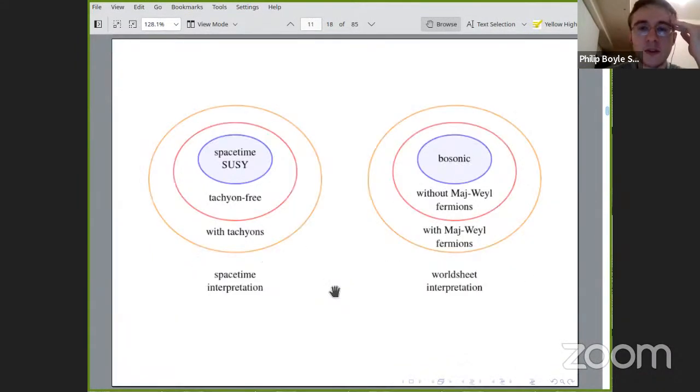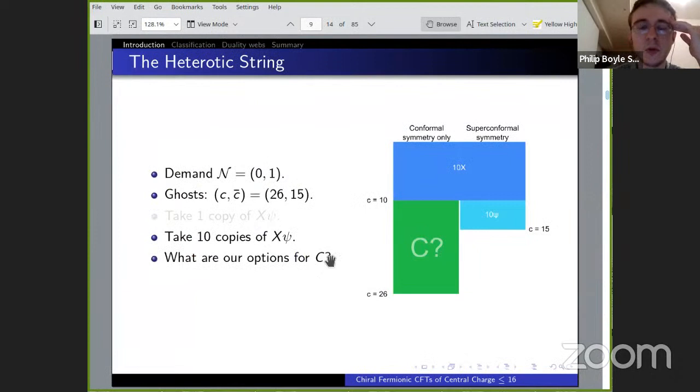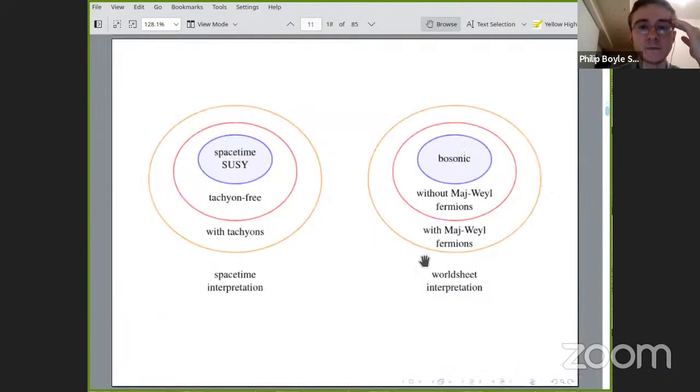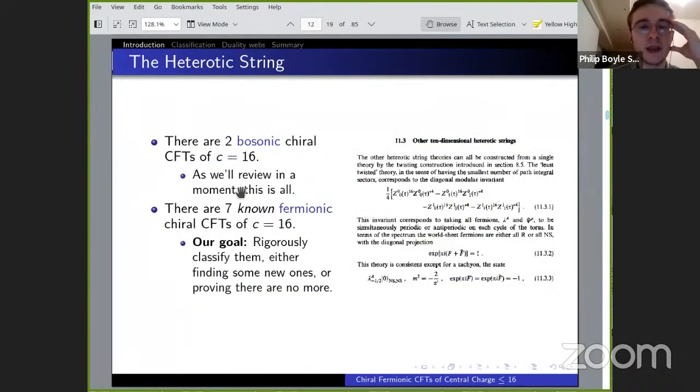But now we'd like to go back to this C. What are our options for C? I.e., what are the purely chiral CFTs of central charge 16? Well, if C is bosonic, then it is known that there are exactly two bosonic chiral CFTs. As we'll review in a moment, this is indeed all of them.